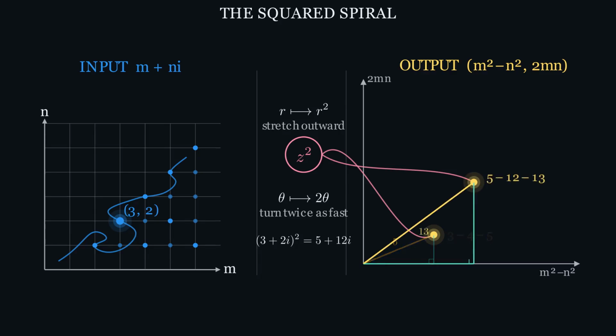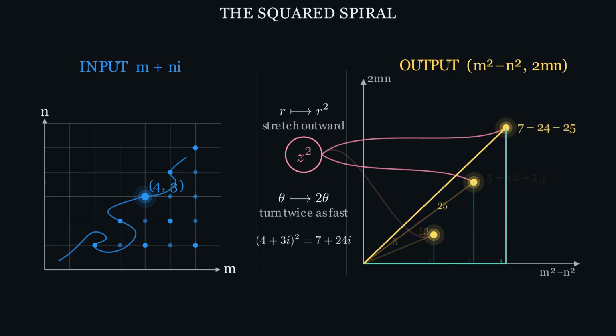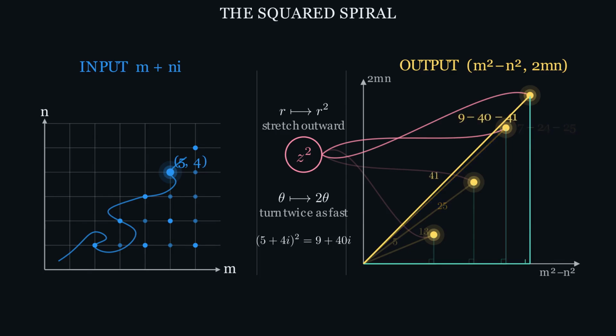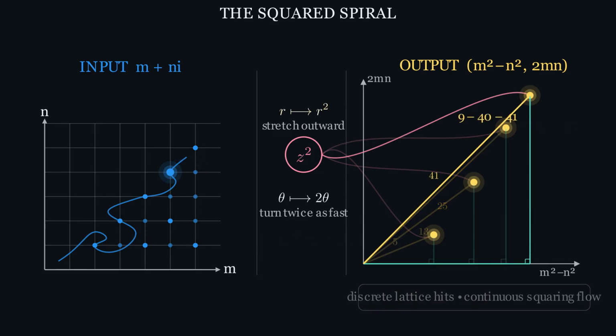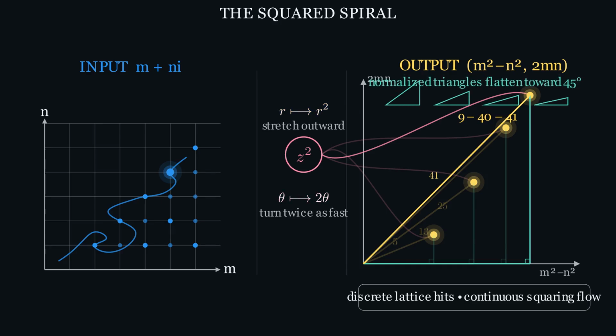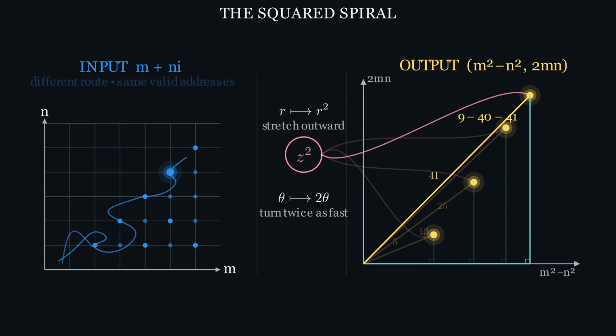At every lattice hit, the output coordinates are the two legs of a Pythagorean triple, and the output radius is the hypotenuse. This is the hidden spiral, I mean. It isn't claiming the integer outputs sit on one perfect decorative curve. The exact points form a discrete family. The spiral is the continuous machine underneath them. Radius gets squared, angle gets doubled, and the valid lattice moments light up as triples.